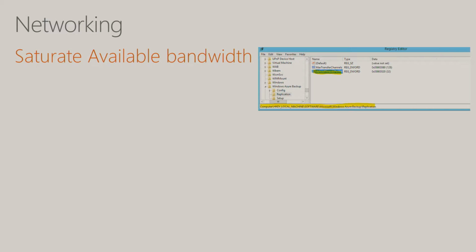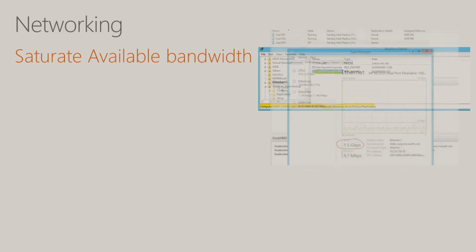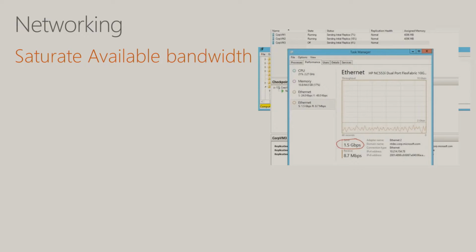The answer is yes. We have a configurable registry key, and using that you can enable ASR replication to become hungry and use as much traffic as you want. We have seen gigabits per second kind of saturation from ASR replication.